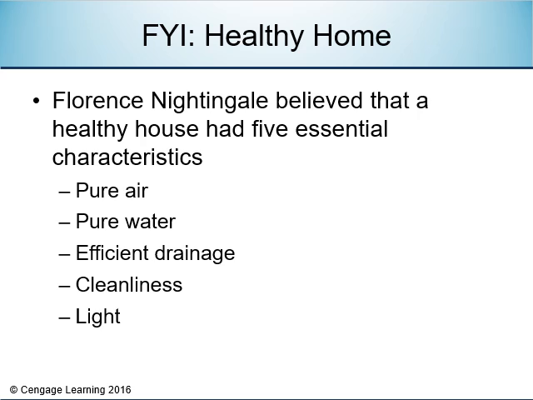I think Florence Nightingale, commonly, if I'm not mistaken, associated with, she's the founder of modern nursing. There it is, right in the book. She believed that a healthy house had 5 essential characteristics: pure air, pure water, efficient drainage, cleanliness, and light. She believed that no home could be healthy without these, and that the home would be unhealthy in proportion to their deficiency. So the healthier these are, the healthier the home. The less present some of these factors were, the less healthy the home would be.